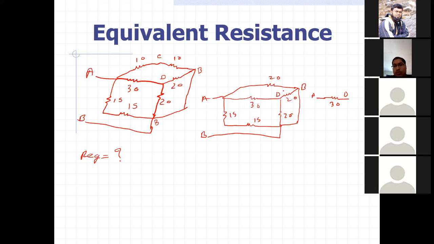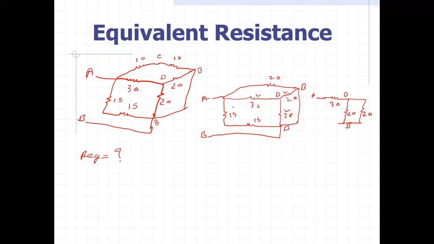And D to B point, this one already finished. Then D to B point, this resistance is 20. D to B point, this is 20. And D to another B point, this also B. So D to another B point, this is also 20. Okay. This already finished.